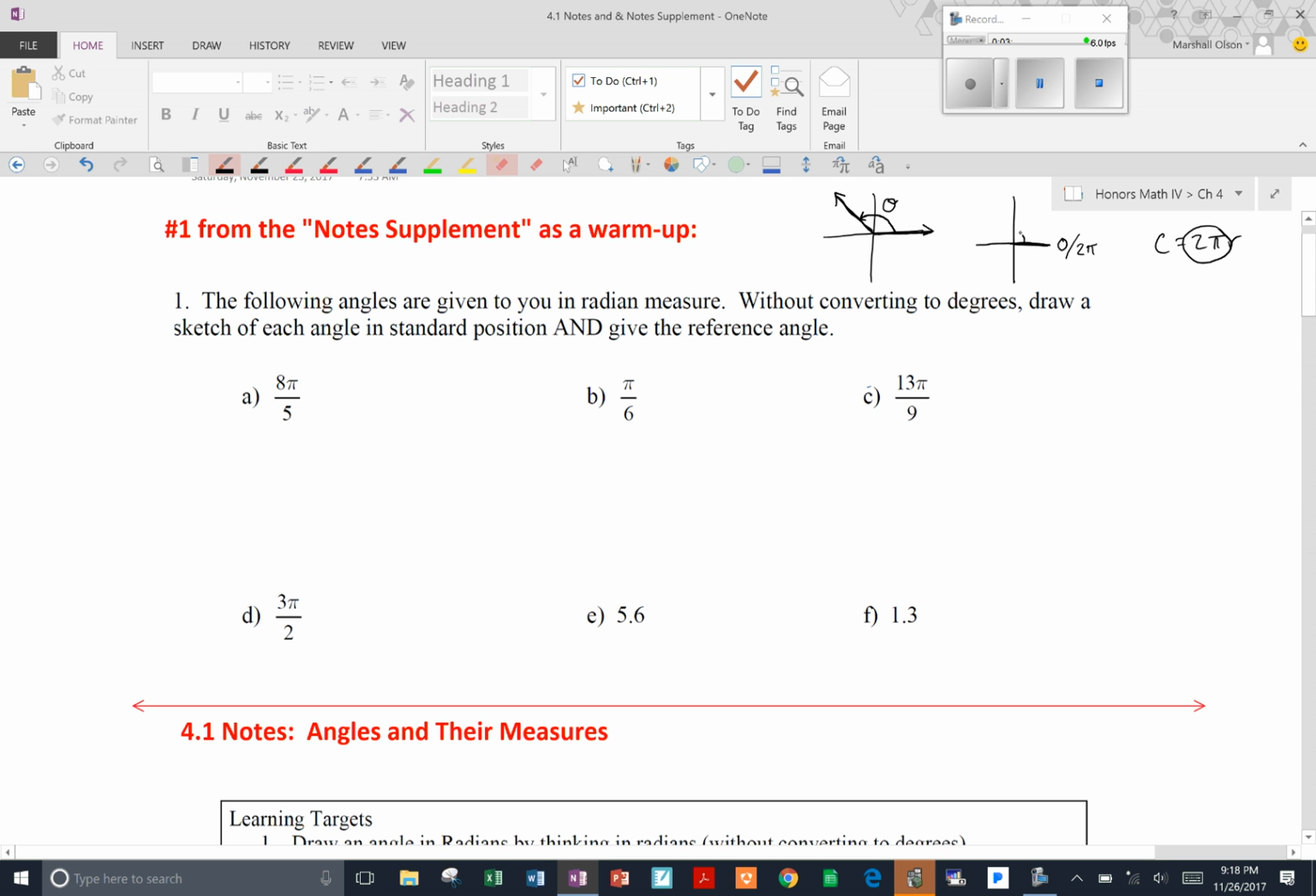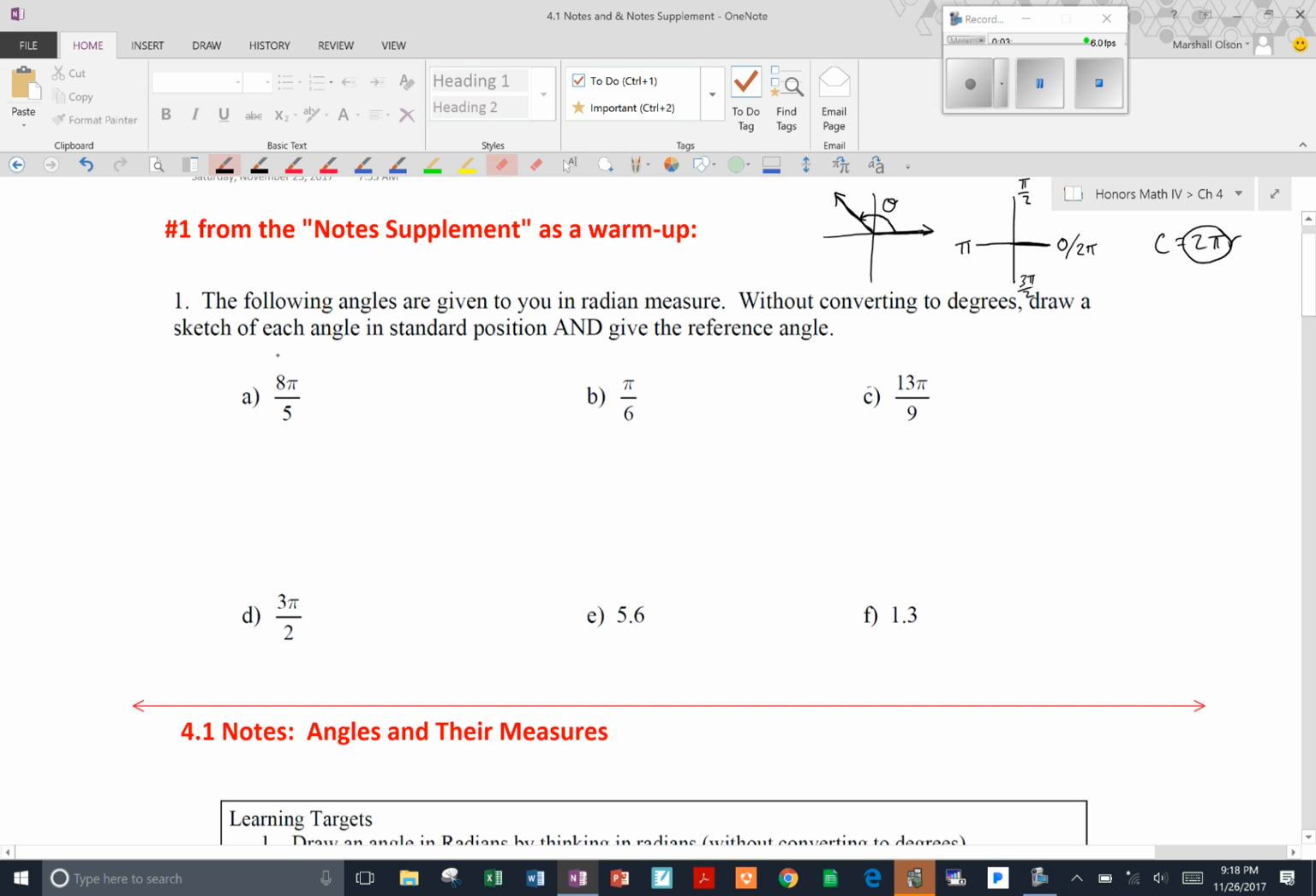If we opened up only halfway, that would be 1 pi. If we opened up 90 degrees, that would be pi over 2, or half of a pi. And between pi and 2 pi would be 3 pi over 2. Those are the 4 quadrantal angles: 0, pi over 2, pi, and 3 pi over 2. And then 2 pi is if you went all the way around and landed at 0 again.